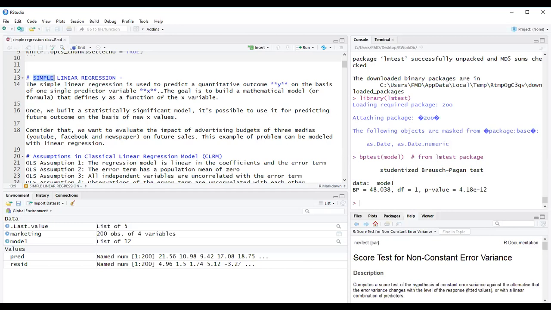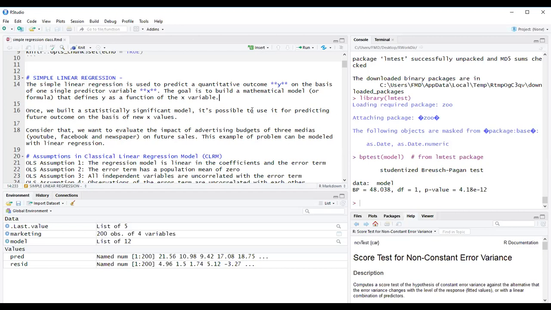So in a simple linear regression, what we'd like to learn is to understand how your y, your outcome or dependent variable, relates to your predictor variable or your independent variable. So the goal is to be able to establish a mathematical model, or a formula, so that we can define y in terms of our x or our independent variable. Okay, so that's one objective of simple linear regression.